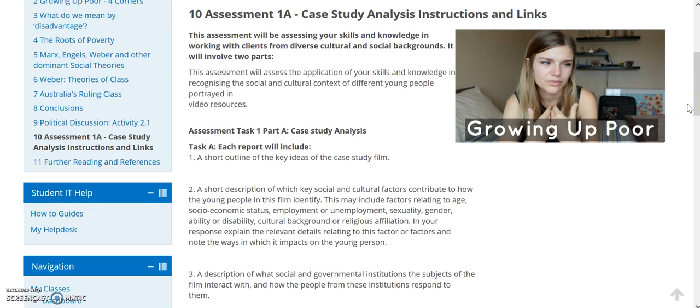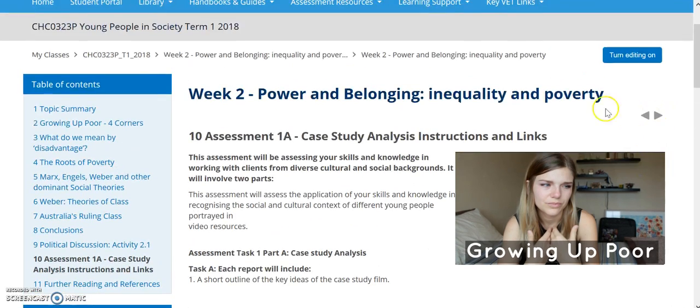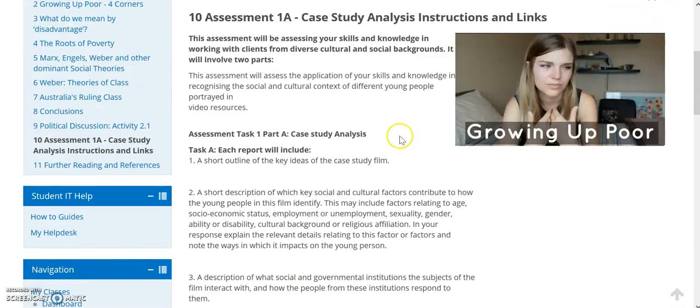So you need to write some short statements about this, and you only need to write about 50 words per answer. You don't have to write a book. So you just have to write some short, succinct sentences explaining what happened in the film, a short outline of the key ideas of the case study film. What was going on in the film?